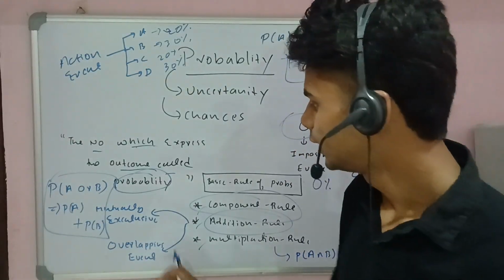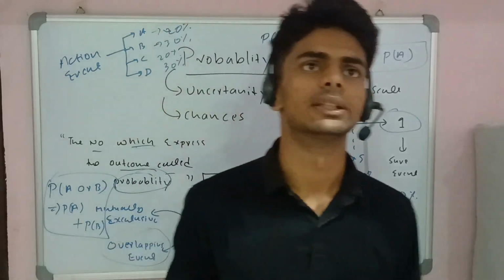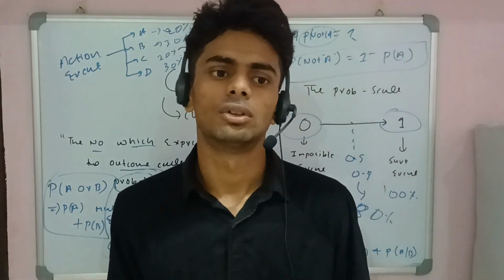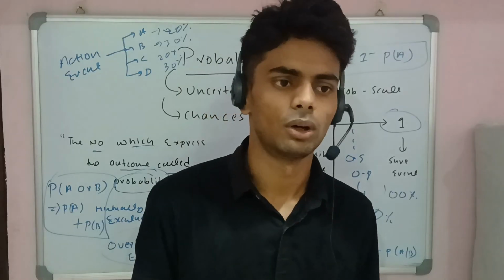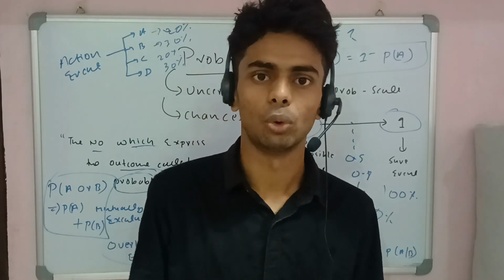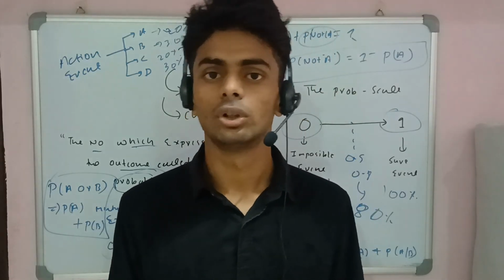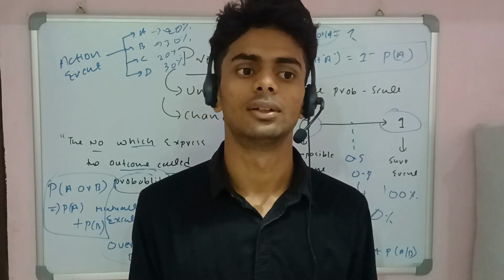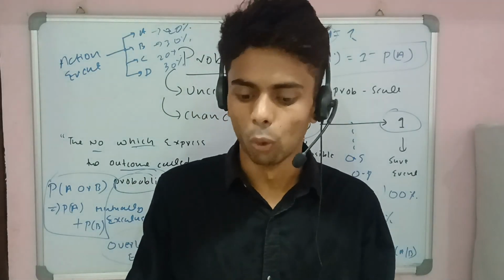Then there are overlapping events. In some scenarios, two events on the same coin at the same time are not possible. But when you toss two different coins, the possibility of getting the same outcome is possible. So that's called an overlapping event.